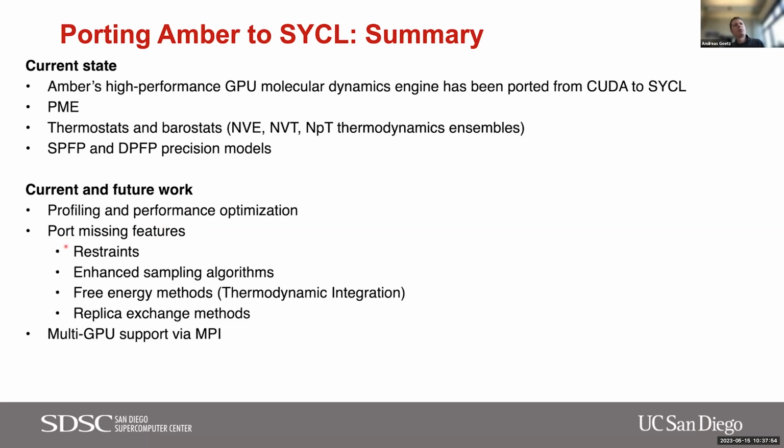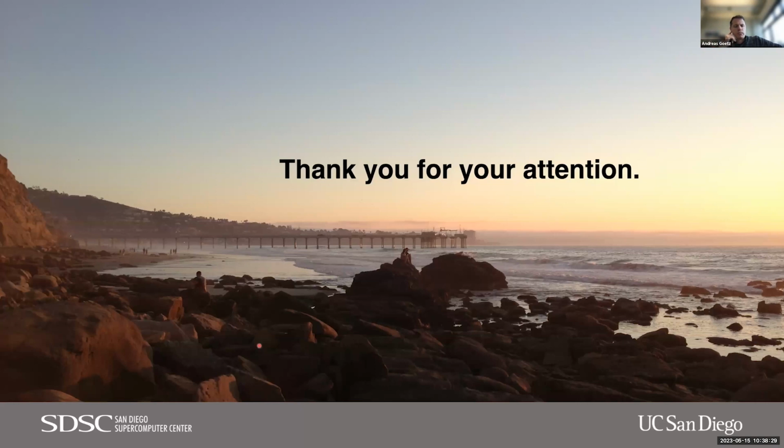And then we'll move ahead to port missing features, including restraints, all these enhanced sampling algorithms that I've been talking about, and replica exchange methods that will then be enabled by multi-GPU via MPI. So that's what's going to happen over the next months and year. And I look forward to having a source code that is capable of running efficiently on Intel GPUs, but also portable and works on other hardware, including NVIDIA and AMD GPUs. And so that's a little bit of an introduction of what we've been doing.